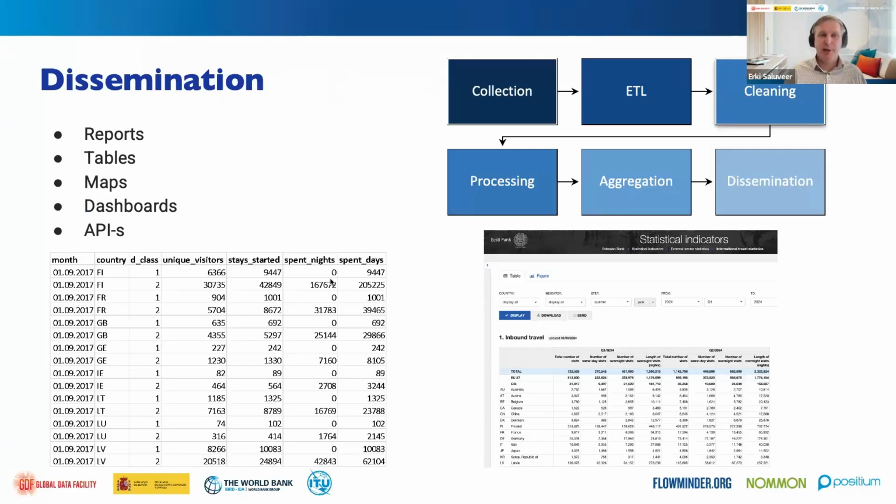Finally, the stage is dissemination, where we would publish the results either as reports, tables, maps, dashboards, or APIs. On the right side, lower here, you can see that the Central Bank of Estonia has been publishing tourism statistics in Estonia since 2009 only in table format, and that actually works fine.